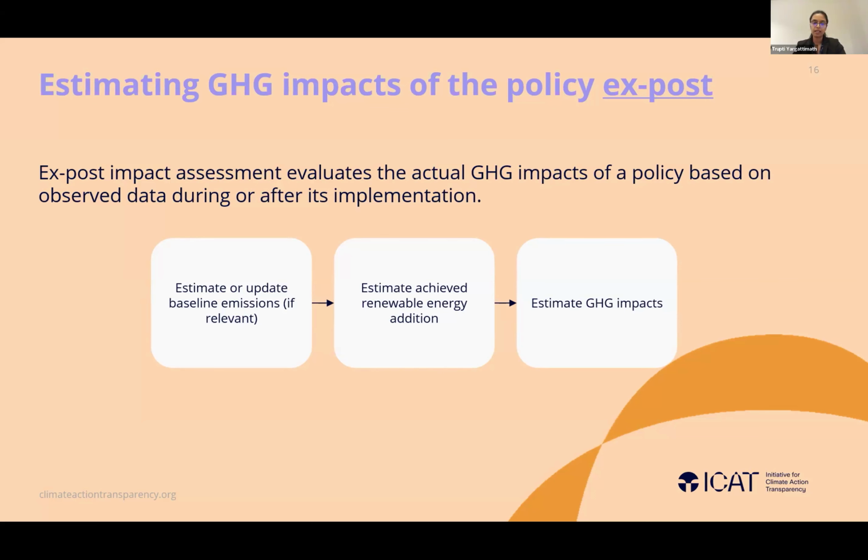And the final objective is to compare actual results with what was projected in the ex ante assessment. So this will allow us to see how the policy has been performing, whether or not it was performing as expected. So if the achieved renewable energy additions are higher than the projections in the ex ante assessment, this could indicate that the policy was performing well. And it could also be potentially because of some complementary or supporting policies. On the other hand, if the deployment has been slow or lower than expected, it could indicate that the policy has been less effective than anticipated, or that other factors or policies have limited its impact.